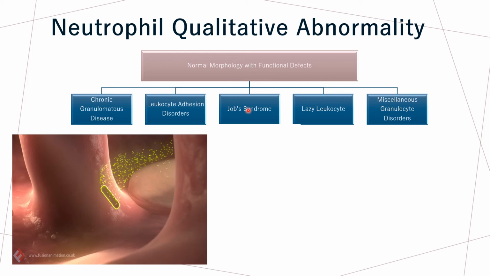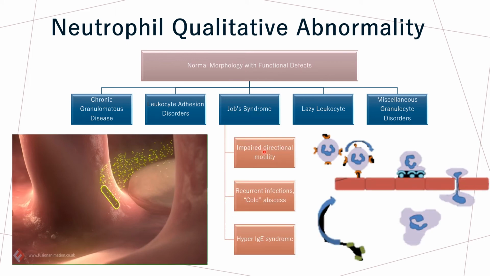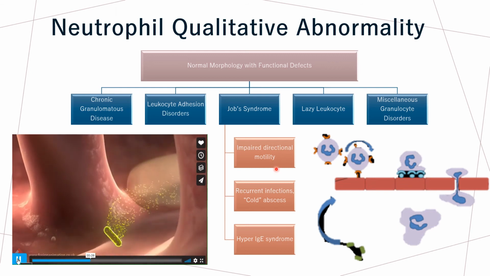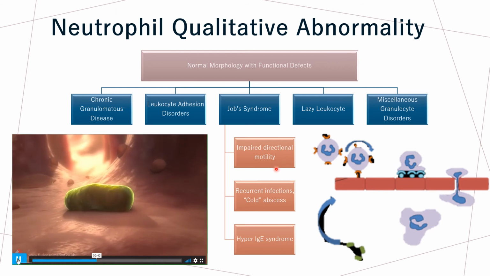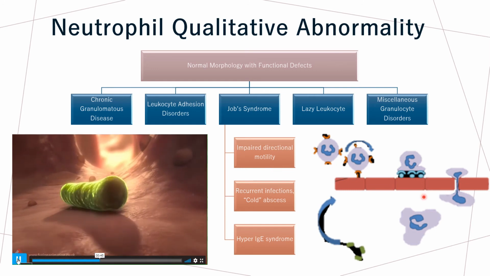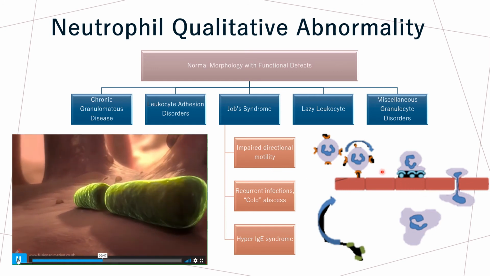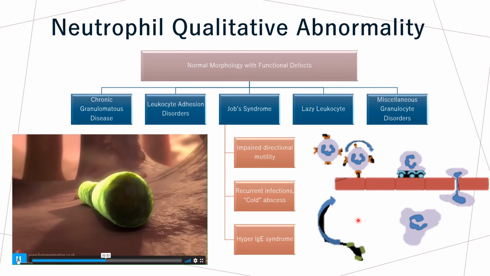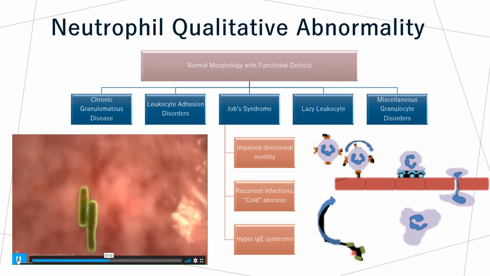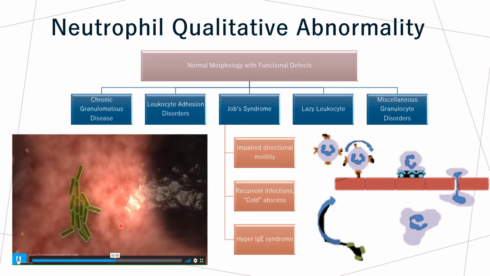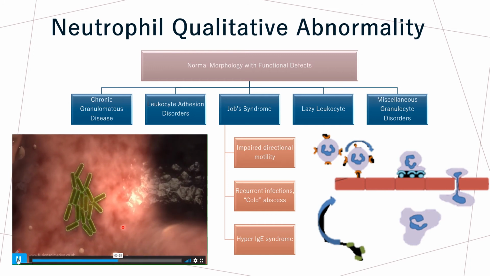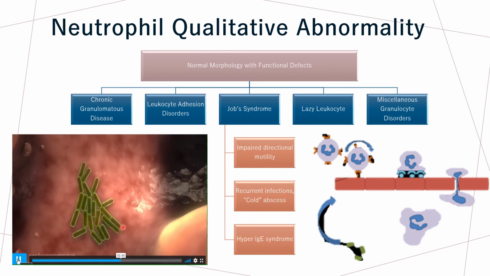The third qualitative abnormality is Job's syndrome, where there is an impaired directional motility. The random movement of the phagocytes is normal, but the directional motility is impaired. What happens is that the cells respond very slowly to the chemotactic reagents. As a result, the bacteria have more time to multiply in the tissues before they are attacked. This leads to the occurrence of infections and sepsis.